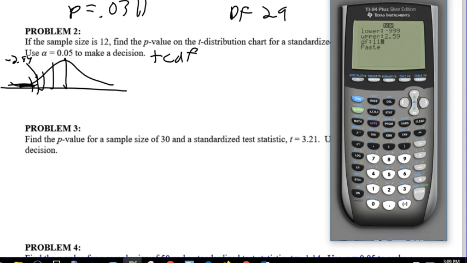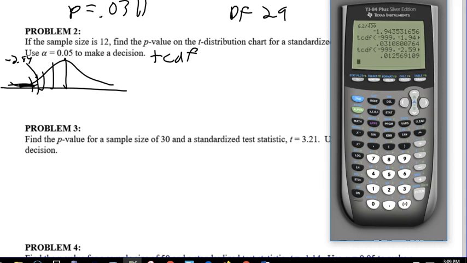Oh, my bad, it's negative, thank you. Negative 2.59. That would have really screwed it up. Enter, enter, enter. And there is our number. 0, 1, 2, careful with the rounding, 2, 6.